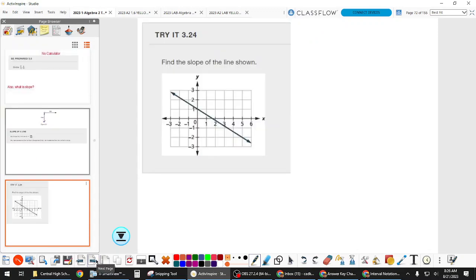So tell me the slope. Raise your hand when you can tell me the slope of that line. Don't shout it out. Just when you're there, put your hand up. You zoom in. Yeah, I can zoom it. Is that good enough? All right, I have like three hands. Let's get some more. Slope of that line.